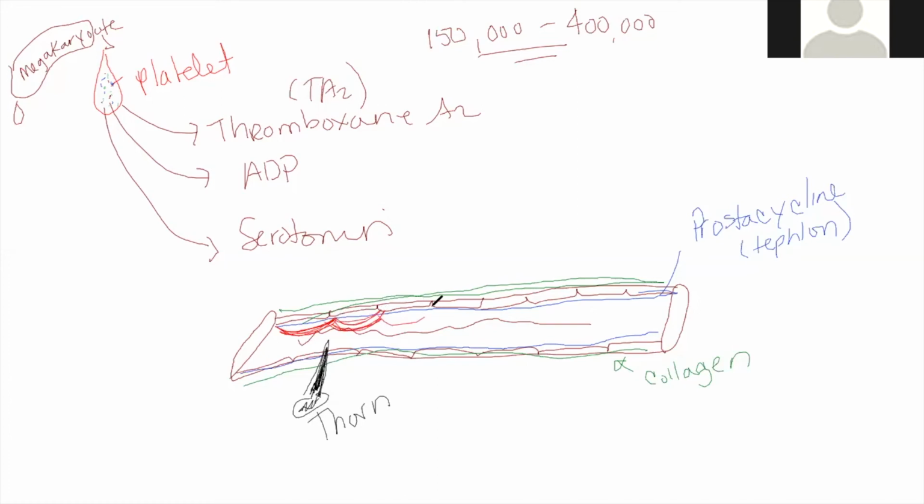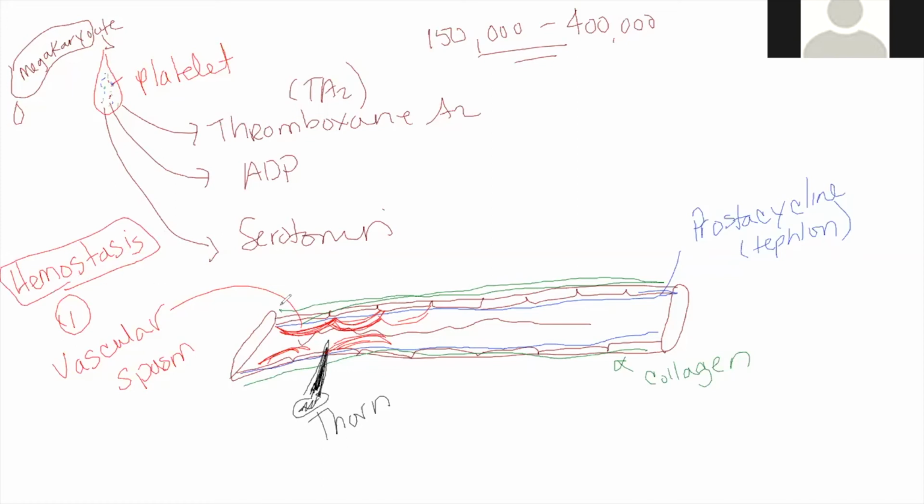So we start to have vascular spasm. So the blood vessel starts to spasm. So that's number one. Let's call that number one, vascular spasm. All right. Number one of what we're going to call hemostasis, which is going to mean the stoppage of blood.